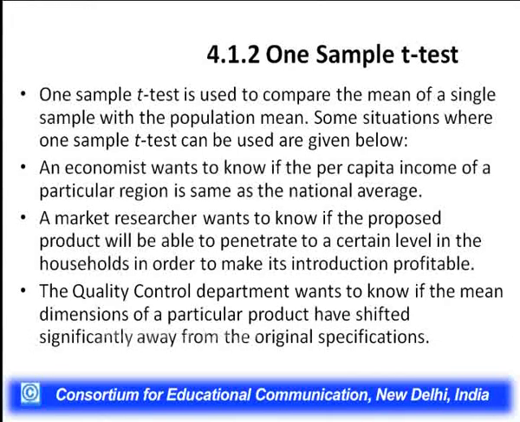The quality control department wants to know if the mean dimensions of a particular product have shifted significantly away from the original specifications. So, these are the three examples, where we are trying to test only one variable. Here the most important example is that an economist wants to know if the per capita income of a particular region is the same as that of the national average.